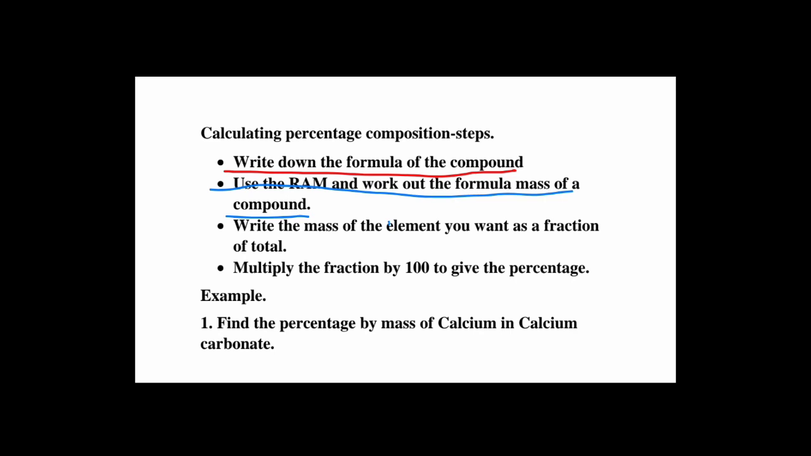From there, we write the mass of the element you want as a fraction of total. You need to multiply the fraction by 100 to give the percentage, meaning the mass is going to be converted to a percentage, as you are going to observe in my example number 1.